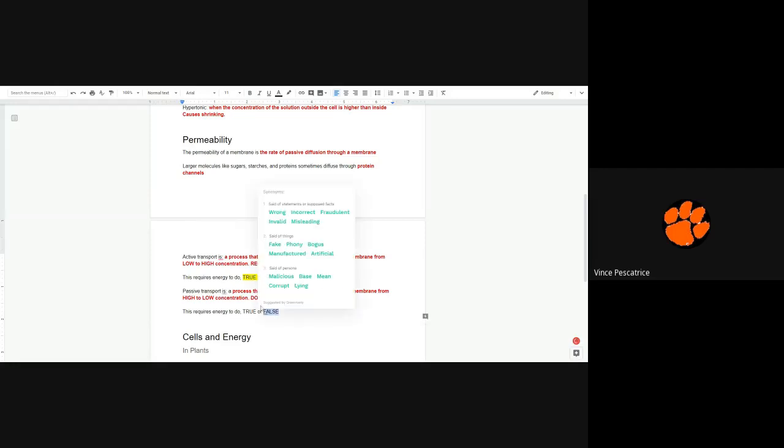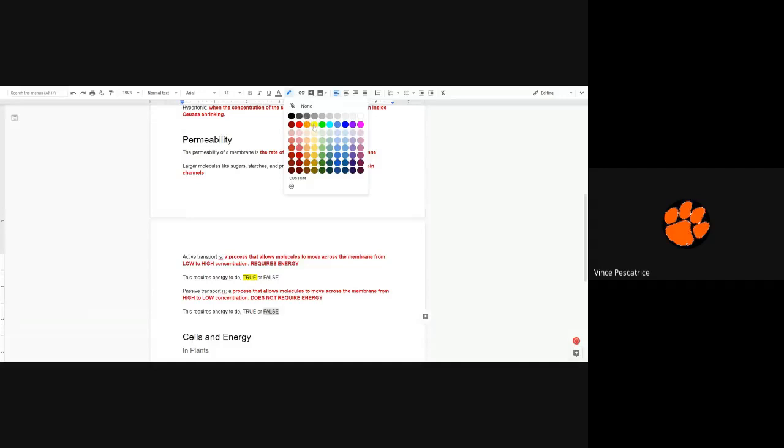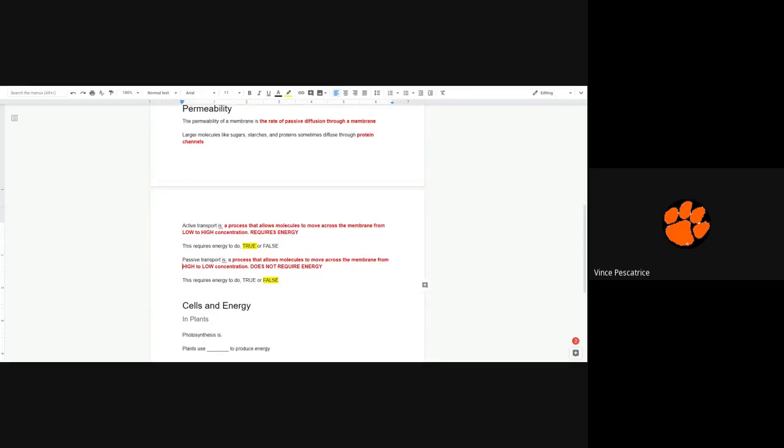So then here, you will highlight that as false, because passive transport, if you're passive, you're kind of like low energy, you don't really put up a fight much. All right. So if you're passive, you don't require energy to work. So passive transport happens without energy, just on its own. It allows molecules to move from high to low concentration. Remember, high to low is normal.